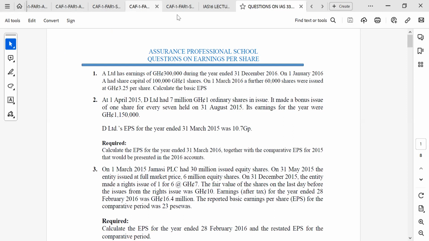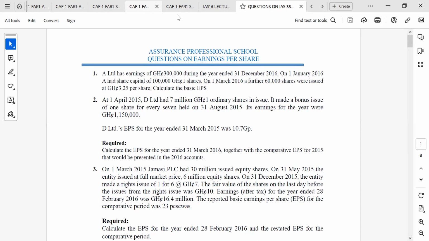Okay. A Limited has earnings of 300,000 during the year ended 31 December 2016. On 1st January 2016, A has share capital of 100,000. On 1st March 2016, a further 60,000 shares were issued at 3.25 per share. Calculate the basic earnings per share.